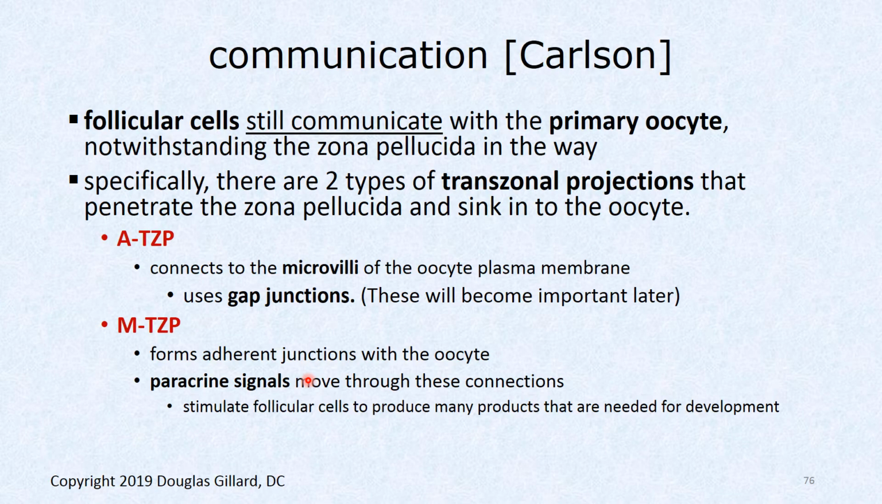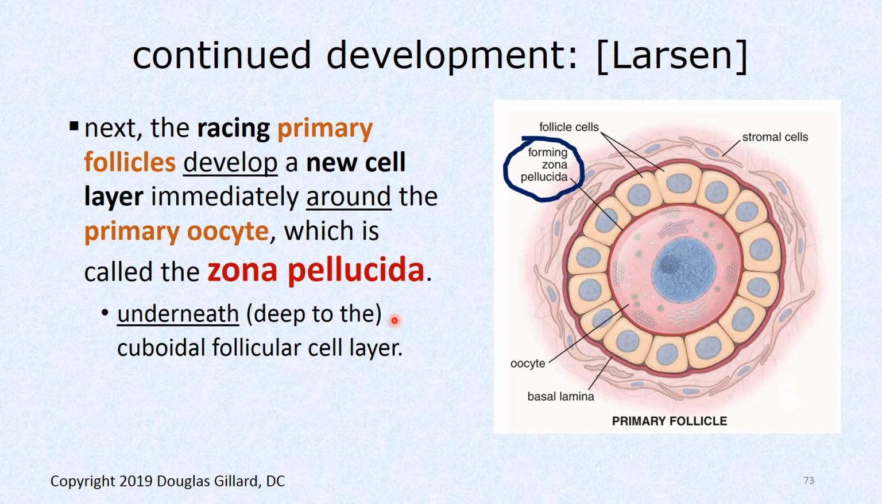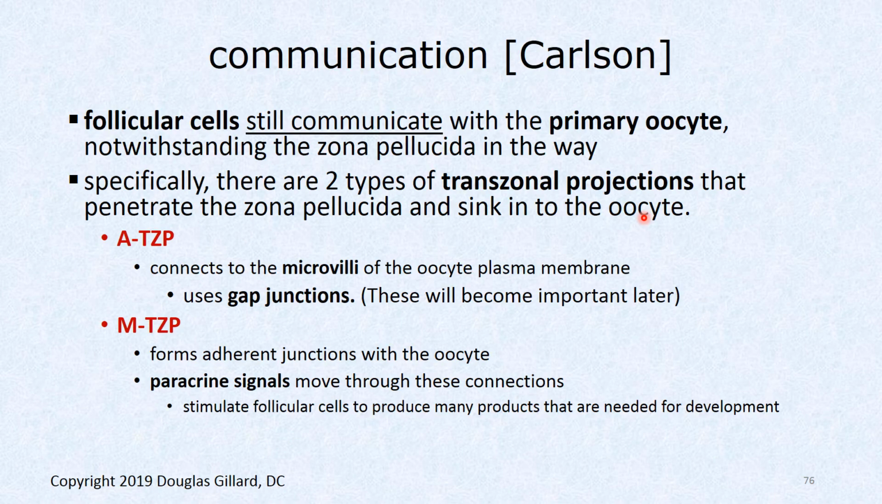Communication. So there is some communication between the follicular cells and the primary oocytes. Now we have a zona pellucida. Let's go look at our picture. So how can these cells talk to the oocyte? How can our follicular cells talk when the zona pellucida is in the way? Well, there's some mechanisms where there is communication between these. Some wires stick right through the zona pellucida, and we can communicate through those.